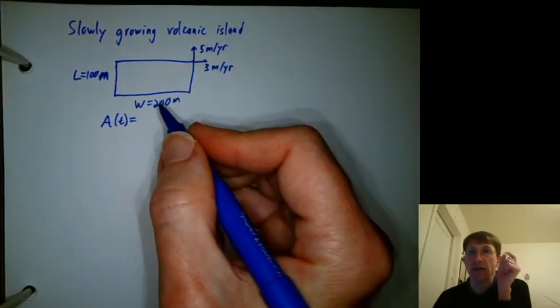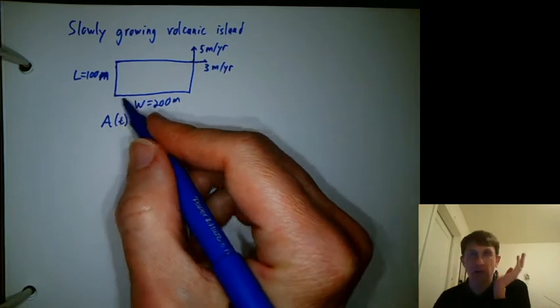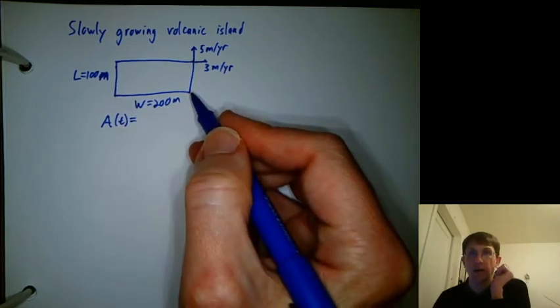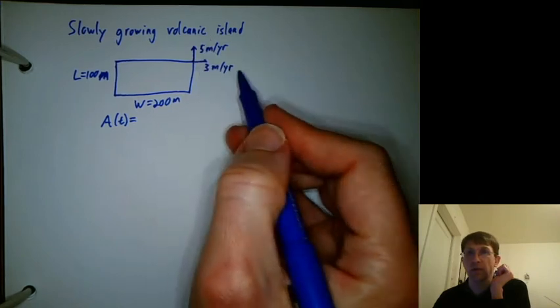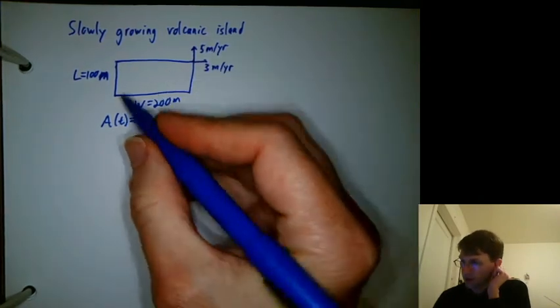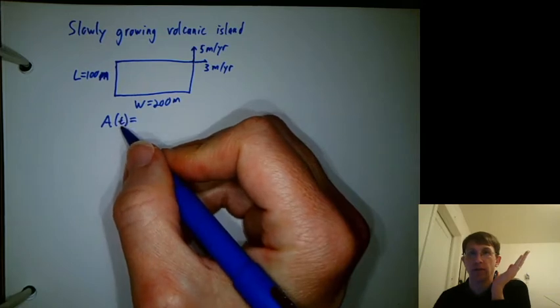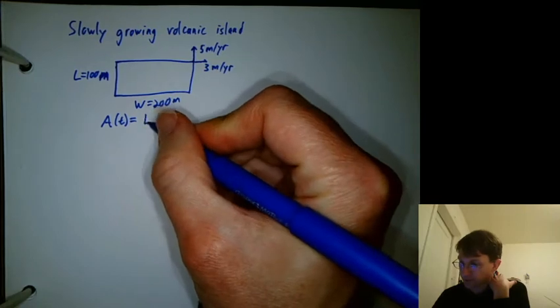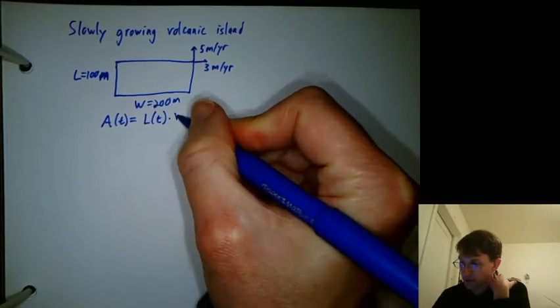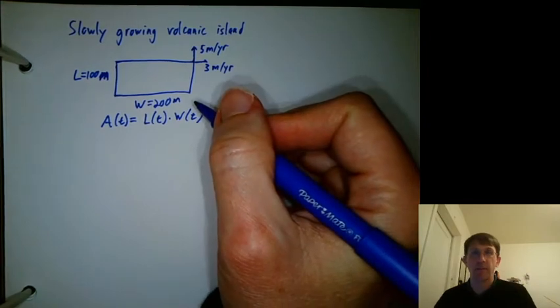It's a conveniently rectangular volcanic island with a length of 100 meters this way and a width of 200 meters that way. And you know that it's growing at 5 meters per year this way and 3 meters per year that way. What would you say is the area at any one particular time? That would depend on the length and the width at that time, right? So we could say it's L of t times W of t, just simple, straightforward rectangular area.